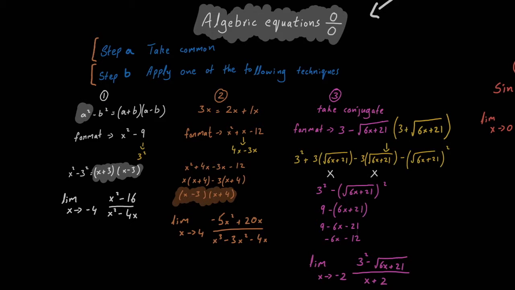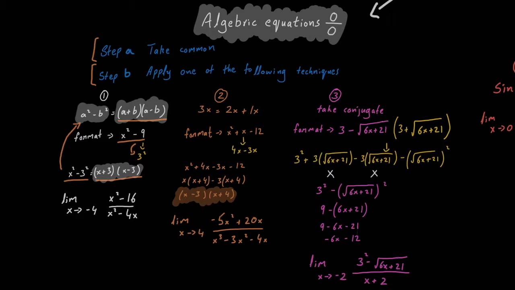Let's look at the first manipulation technique. a square minus b square can be written as a plus b and a minus b. The format of the question would be something like this: x square minus 9, where 9 can be written as 3 square. So our expression would become x square minus 3 square, which is the same expression as this format, a square minus b square, and we can elaborate it in this format: a plus b, a minus b, or x plus 3, x minus 3.